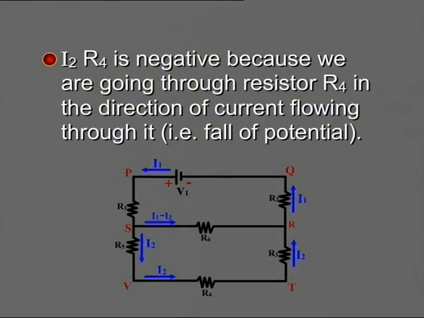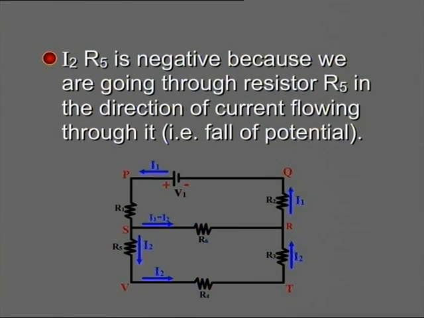I2 R4 is negative because we are going through resistor R4 in the direction of current flowing through it, that is fall of potential. I2 R5 is negative because we are going through resistor R5 in the direction of current flowing through it, that is fall of potential.